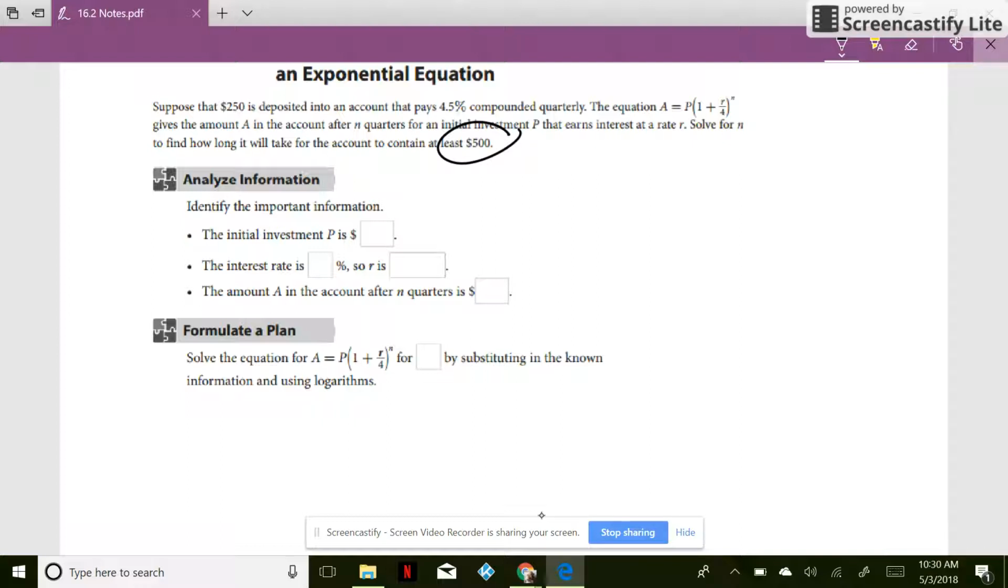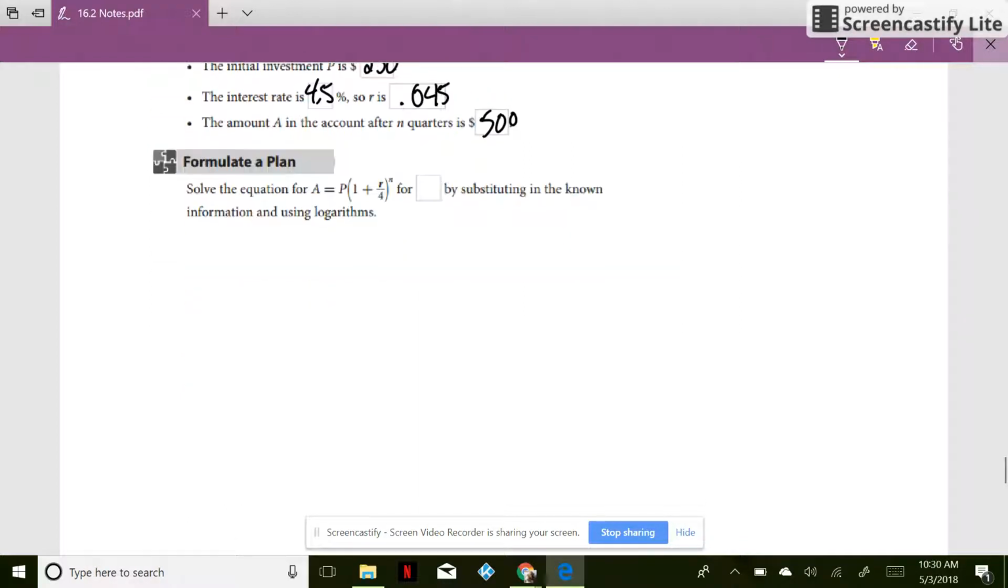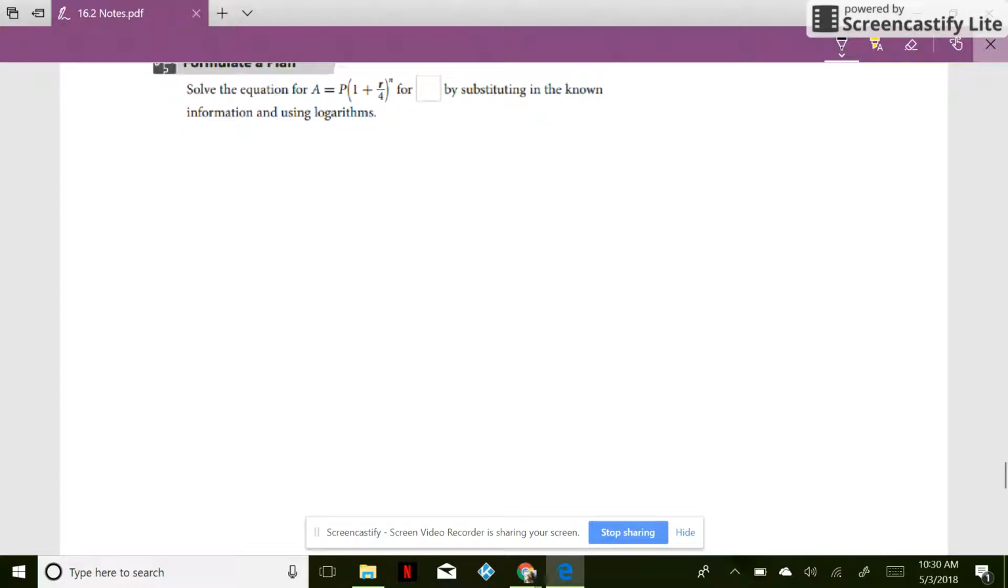So initial investment, $250. Interest rate is 4.5%. So as a decimal, it's 0.045. And then we want to see when that's equal to $500. So we're going to plug in all these values and then solve for N. So we'll say 500 is equal to 250. And then I already plugged this into my calculator, that 1 plus 0.045 divided by 4. It's going to get you a weird decimal.